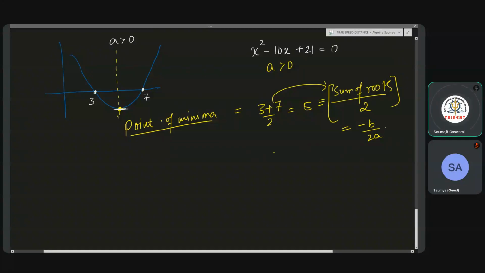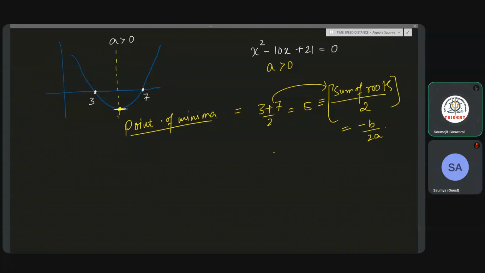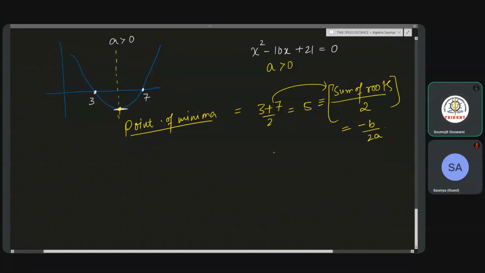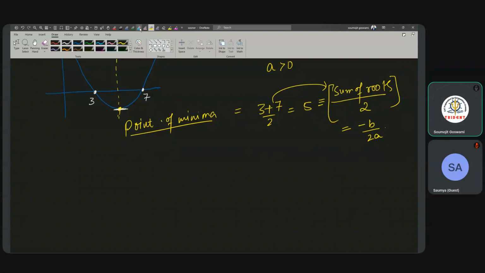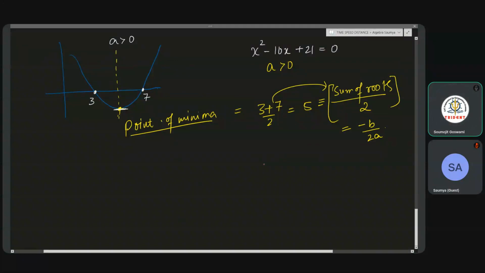Okay, an important thing to mention here, I think I should tell it, okay? Soumya, please understand, there is a difference between the point of minima and the minimum value.